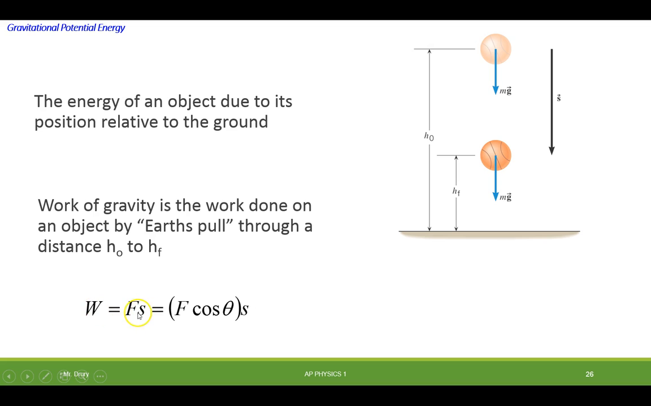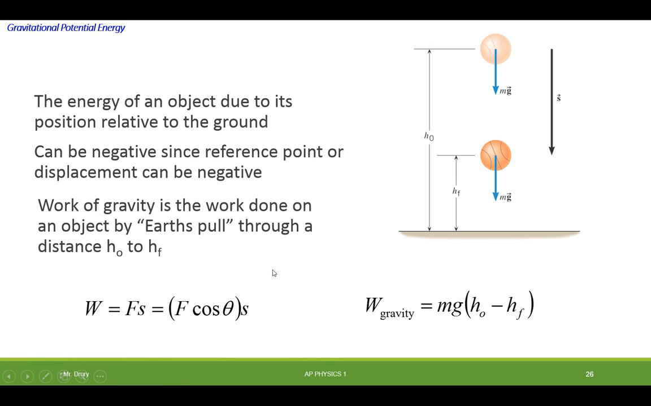So the work we're talking about is a force through a distance. So the work of gravity would be the work it uses to get from its original position down to its final position. So gravity did this work because the earth pulled it down from this position to this position. So what force did it use? Whatever the object weighed. What distance did it move? HO minus HF. HO being the original position, HF being the final position. And it can be negative too. And it all depends on the reference point you choose, and I'll show you that in a moment.